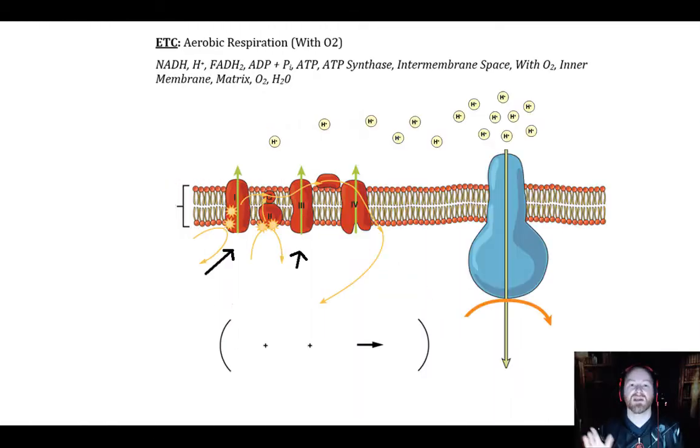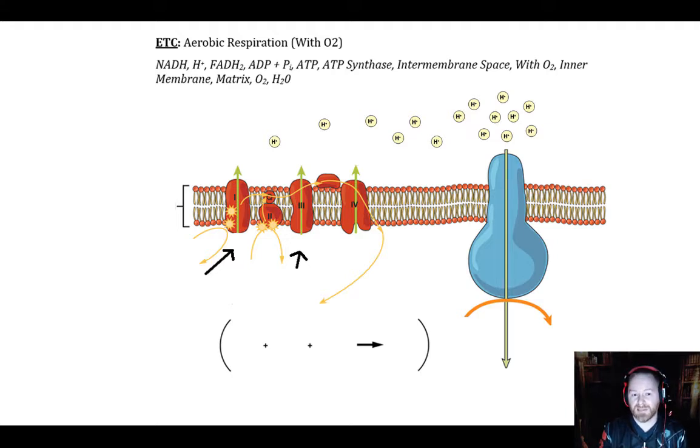That leads us to the ETC. So again, all of this occurs only when there's oxygen. So without oxygen, none of this happens. So let's talk about where we are in this matter. Before, when we were doing the citric acid cycle, we were inside of the matrix, the goo on the inside of the mitochondria. This is going to take place right along that inner membrane.